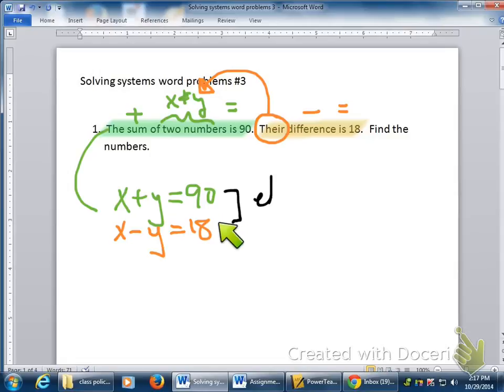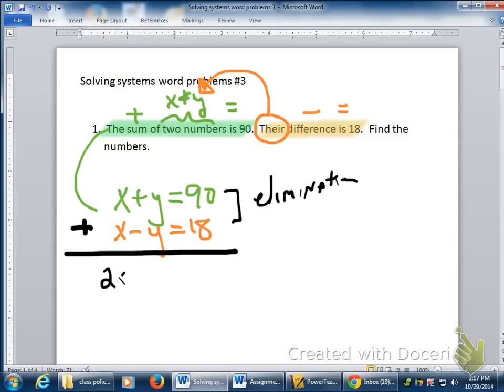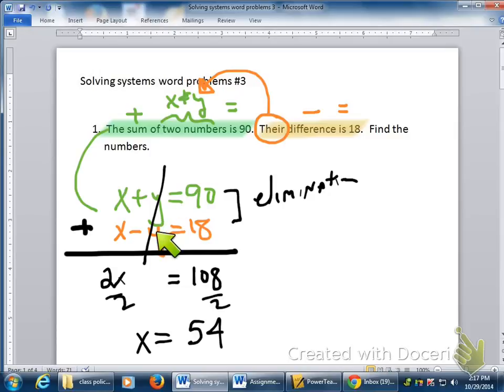Once I've got my two equations, I need to decide which method is the best. I believe elimination is going to be the best here, so I add those two together. And you can just see the work. Go ahead and hit pause anytime you need to as you're going through that. These two eliminate, and then you walk through it. Once you know x, in order to find y, you plug it in.